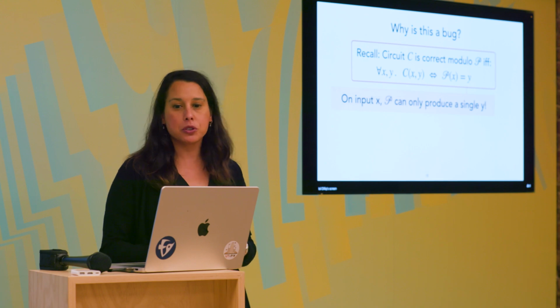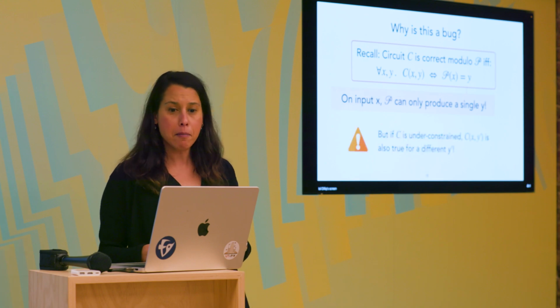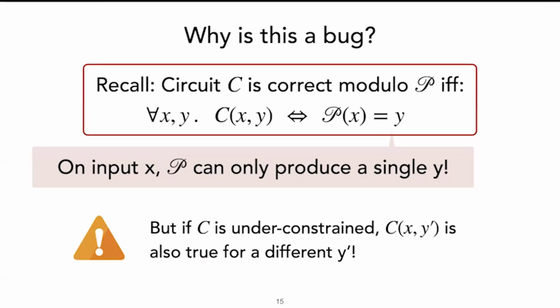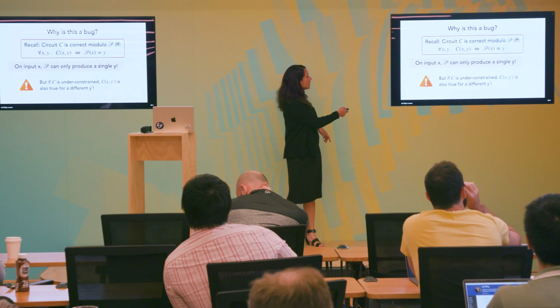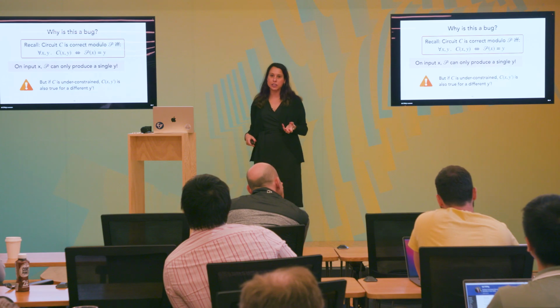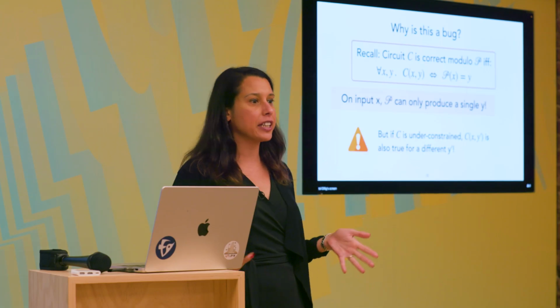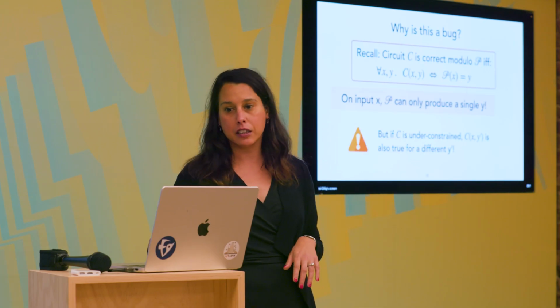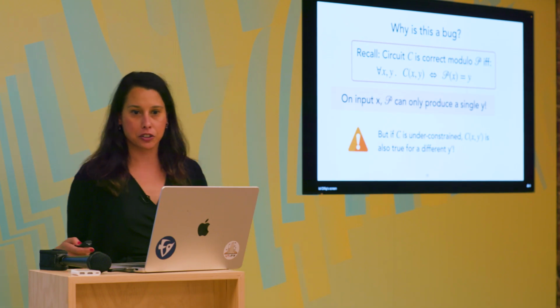It shouldn't produce 2 distinct outputs, Y and Y prime. But if the circuit is under-constrained, we know that C of XY evaluates to true for 2 different values of Y. So if it's under-constrained and assuming that P is a deterministic piece of computation, a circuit cannot be equivalent to whatever computation it's trying to certify.